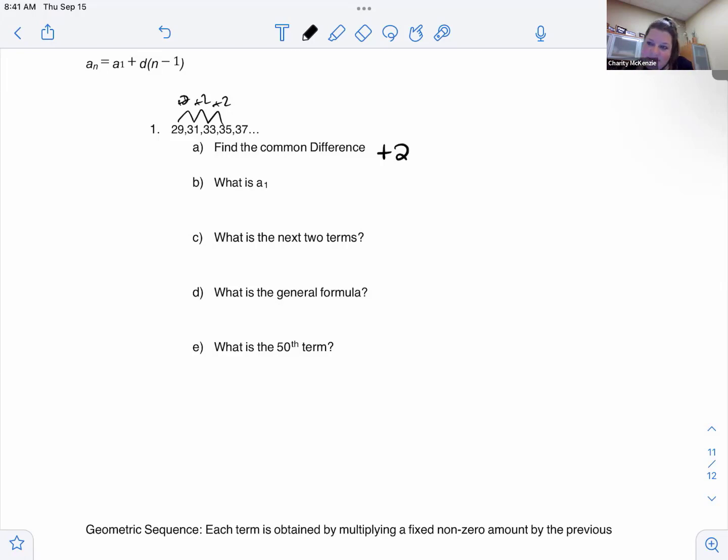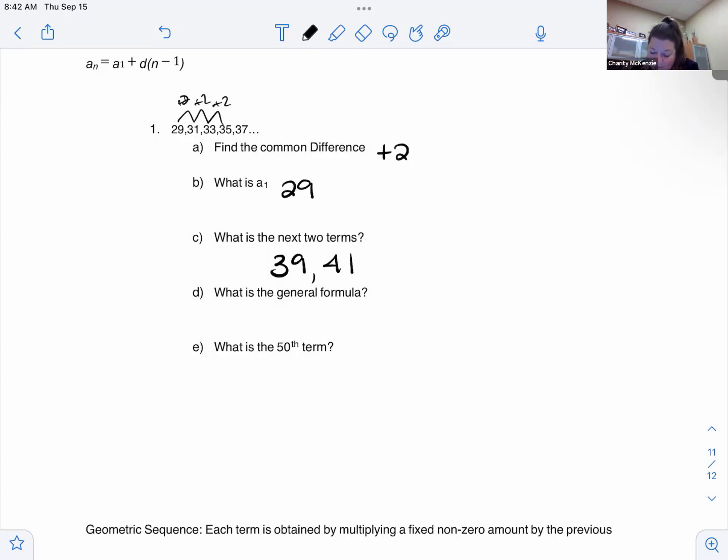Okay, so what is A1? What did A1 represent? It represented the first number in the sequence, which is 29. If you followed this pattern, what would be the next 2 terms in the sequence? Well, I'm at 37, so 37 plus 2 is going to be 39, and then 39 plus 2 would give me 41. So those are the next 2 numbers in that sequence.